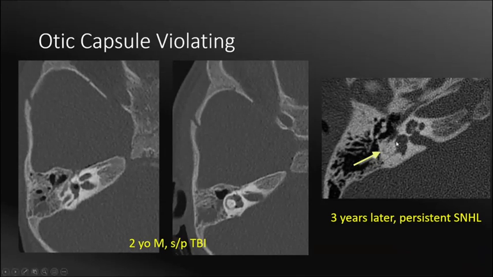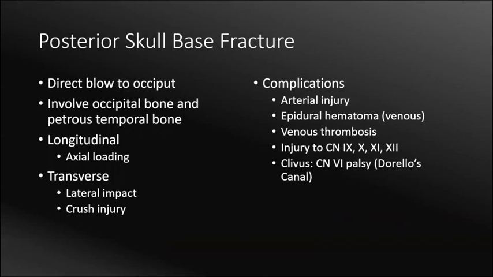And here you can see that there's high-density material in the expected location of the lateral semicircular canal, and this patient had labyrinthitis ossificans due to the presence of blood products within the membranous labyrinth. If this were present within the cochlea, it would make cochlear implantation very difficult for the surgeon.